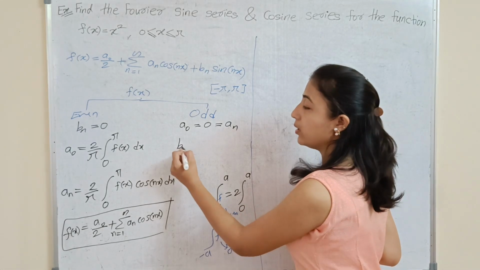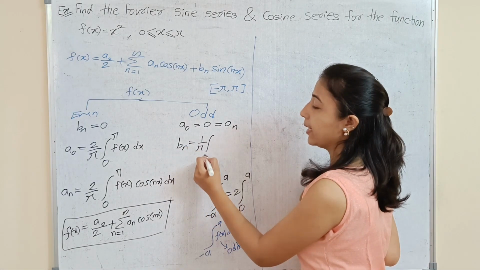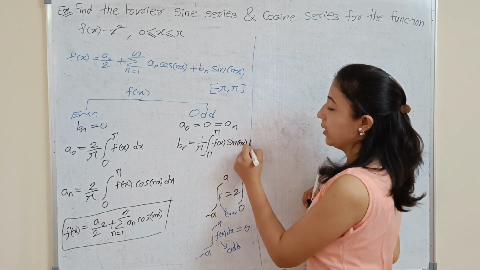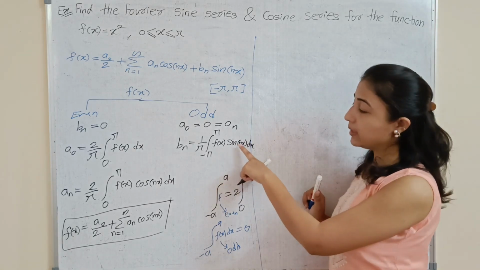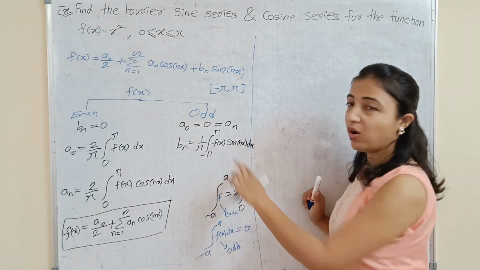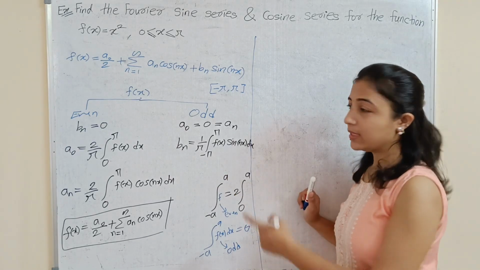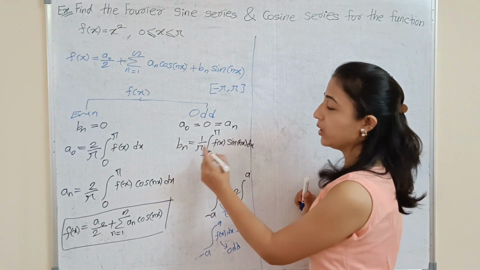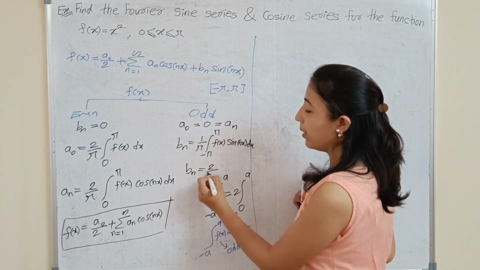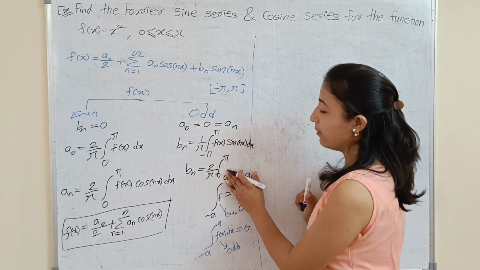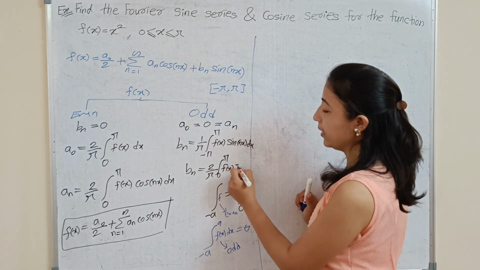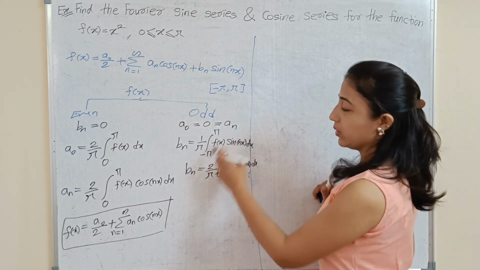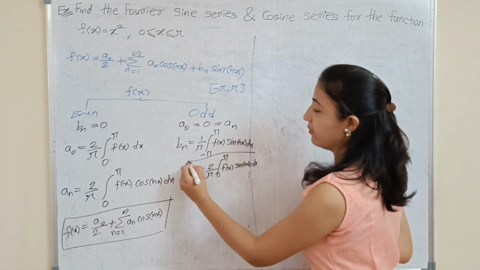So when our function is odd, bn is 1 upon pi integral minus pi to pi f of x into sine nx dx. Now see here, the function is odd and sine is also odd. So odd multiplied by odd, minus multiplied by minus, is plus. That means this quantity, odd into odd, is an even function. So therefore our bn is 2 by pi integral 0 to pi f of x into sine nx dx. So for an odd function a0 and an are 0, and bn we can find with this formula.